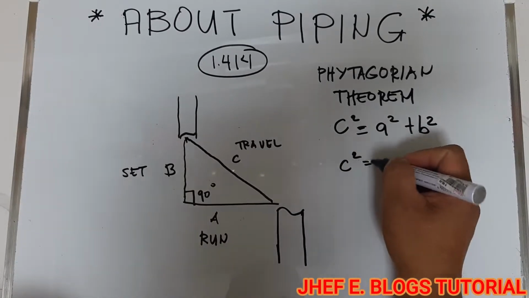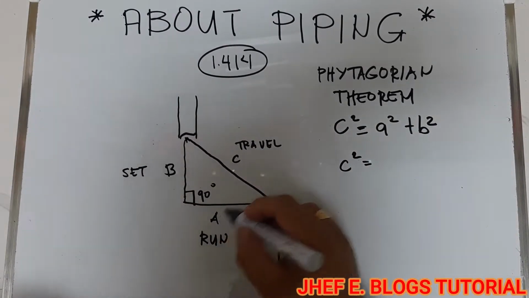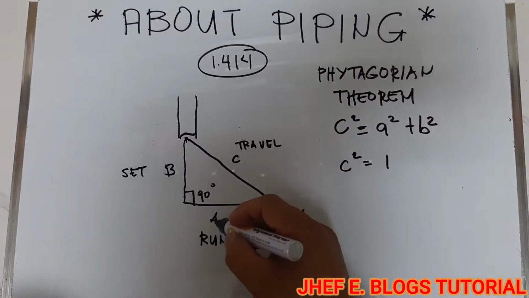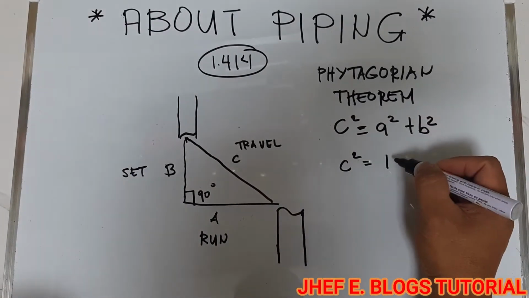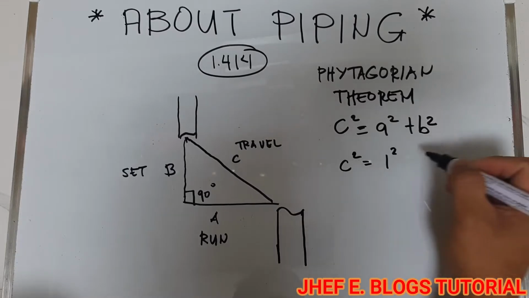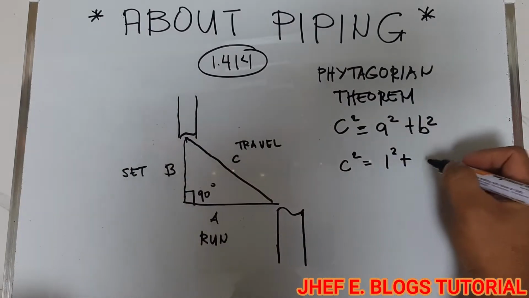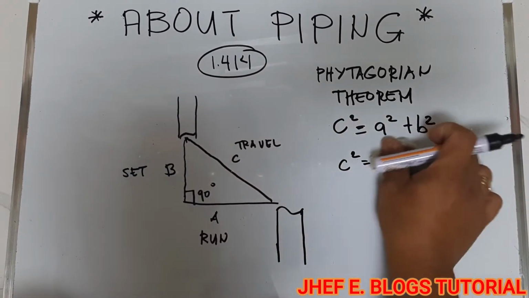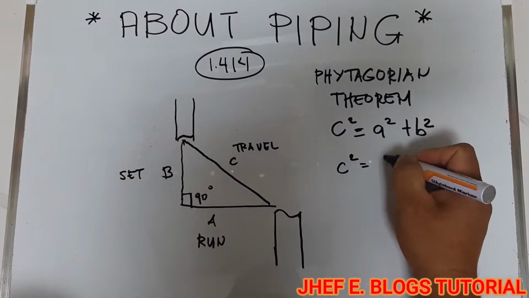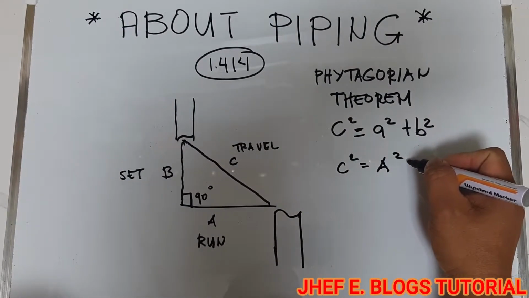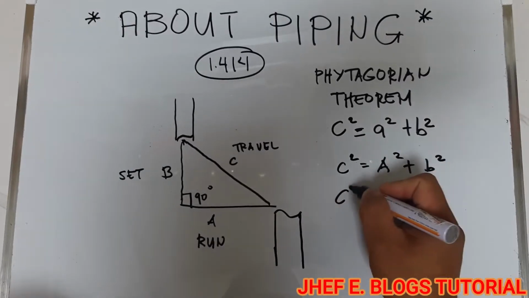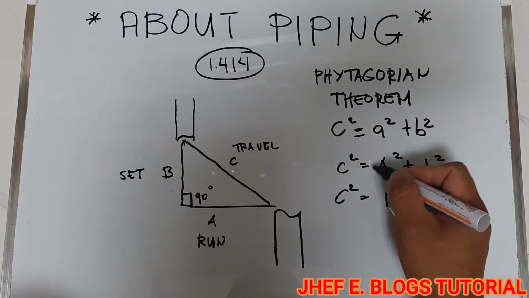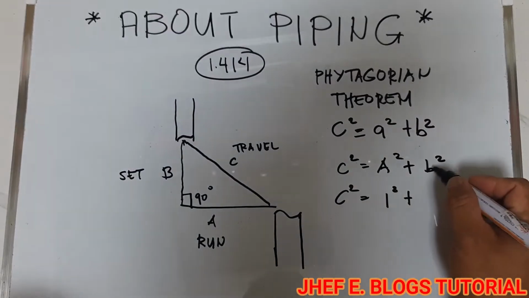C squared, this one A. A stands for 1, because you know in college or high school, letters represent 1. So 1 squared, plus B, I represent again 1, to make it easier. A squared plus B squared. C squared: A represents 1 because there is no value here, and B represents 1.